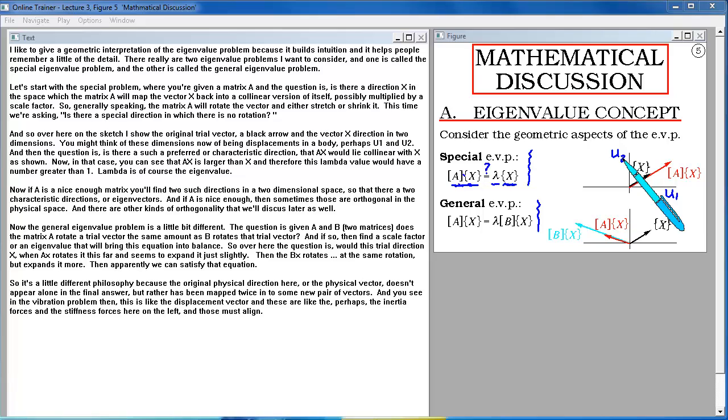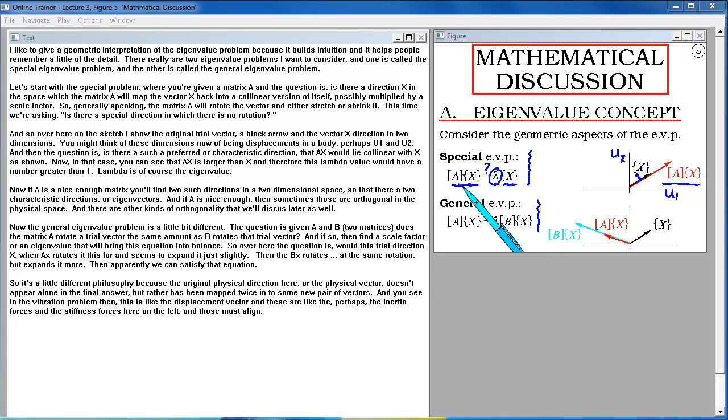And then the question is, is there such a preferred or characteristic direction that Ax would lie collinear with x as shown? Now in that case, you can see that Ax is larger than x, and therefore this lambda value would have a number greater than 1. Lambda is, of course, the eigenvalue.